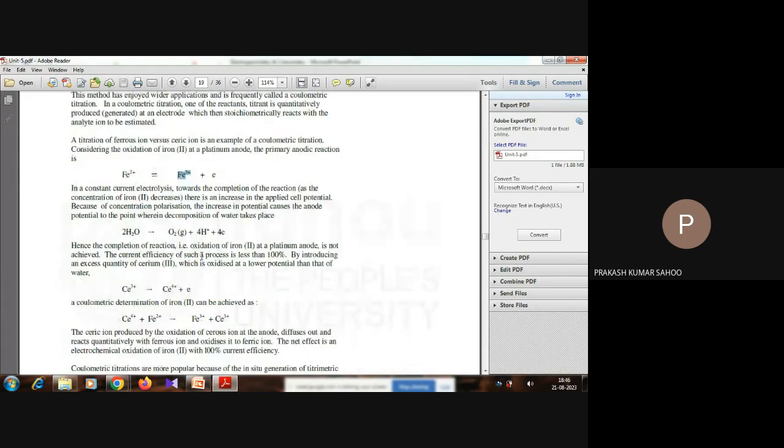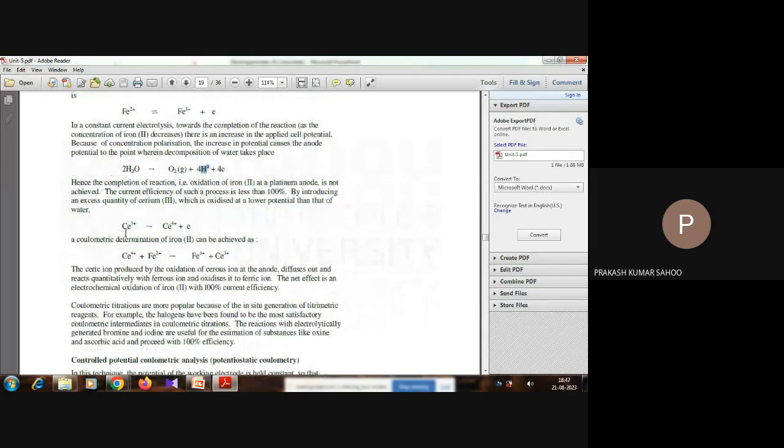Then, at constant current, towards the completion of the reaction, from water, oxygen gas will be liberated at the anode, and there will be simultaneous liberation of H plus. In a similar way, cerium also gets oxidized to cerium 4 plus and an electron. So the net reaction in coulometry will be cerium 4 plus plus Fe2 plus giving Fe3 plus for cerium.